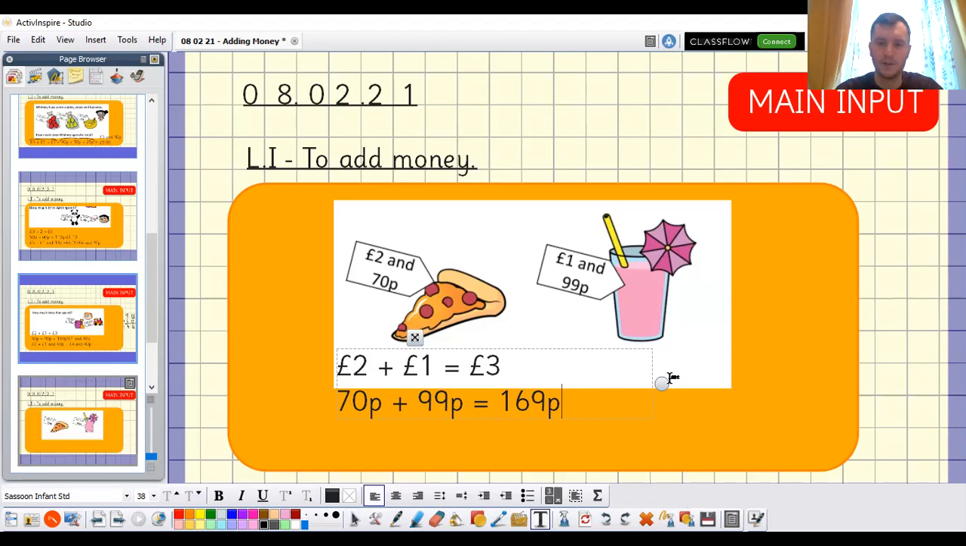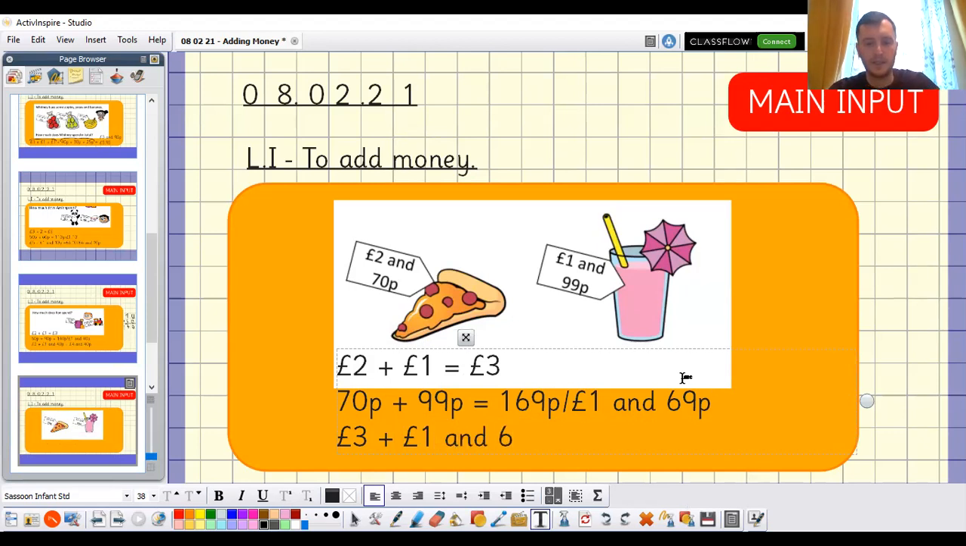Again, there's 100 pence in a pound, so that is greater than £1. That's the same as £1 and 69 pence. So my final step, I add £3 plus £1 and 69 pence. £3 plus £1 is equal to £4, and I still have that 69 pence added onto it, which I could also show like that if you'd prefer.